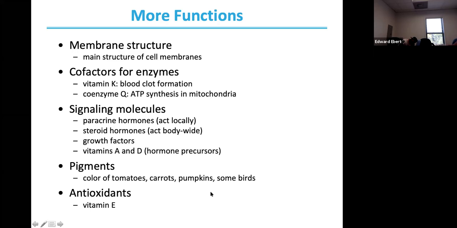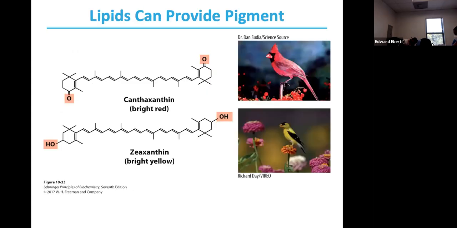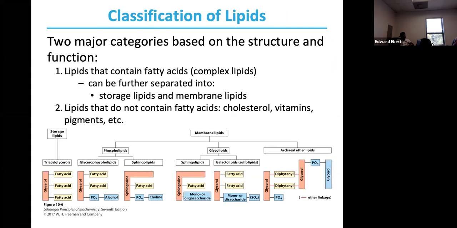Right. And antioxidants. Again, I remember when I was a little kid and I had a bike accident, and the neighbors at the end of the road were very kind and gave me a Band-Aid, and they put vitamin E on my cuts. I was like, what is this weird stuff? That's an antioxidant to prevent infection. There we go. Our canthaxanthin for our bright red birds, and our zeaxanthin for our bright yellow birds. All right.